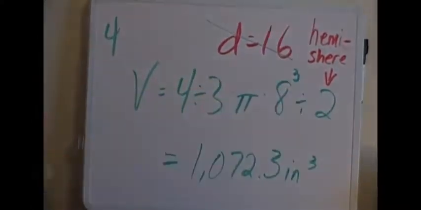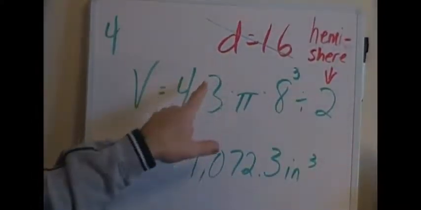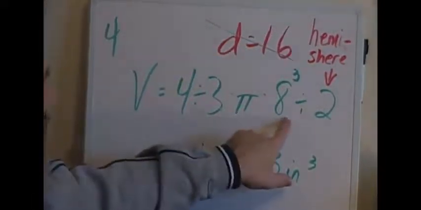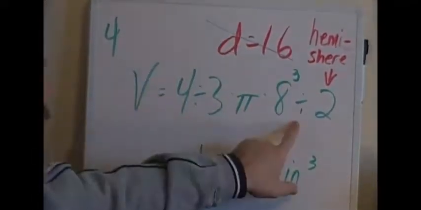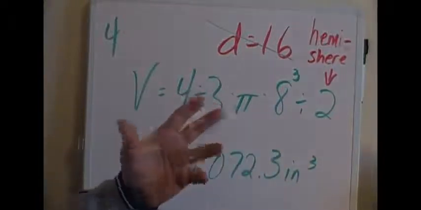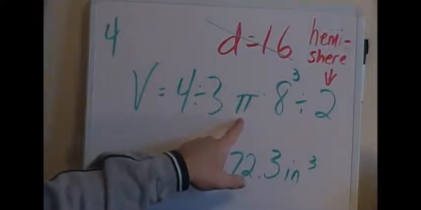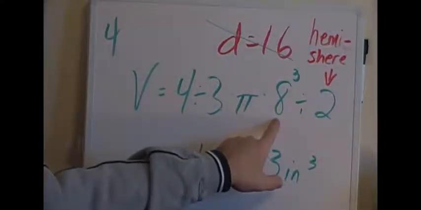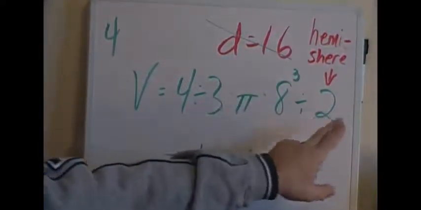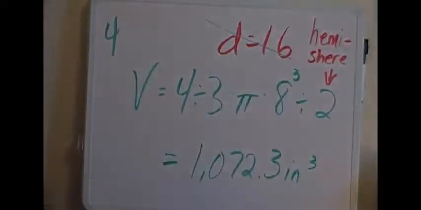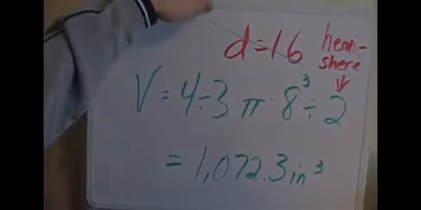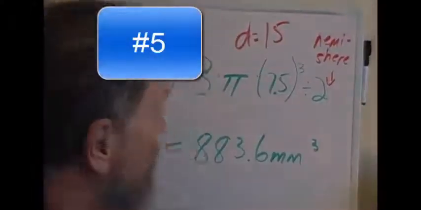The reason you're dividing by 2 is simple. We are going to calculate the volume of the sphere, which is this part of the problem right here, but we have to divide it by 2 to get just the hemisphere, 1/2 of the sphere. So it's 4 divided by 3 times pi times the radius of 8 cubed divided by 2 to account for the hemisphere, and you get 1072.3 cubic inches.